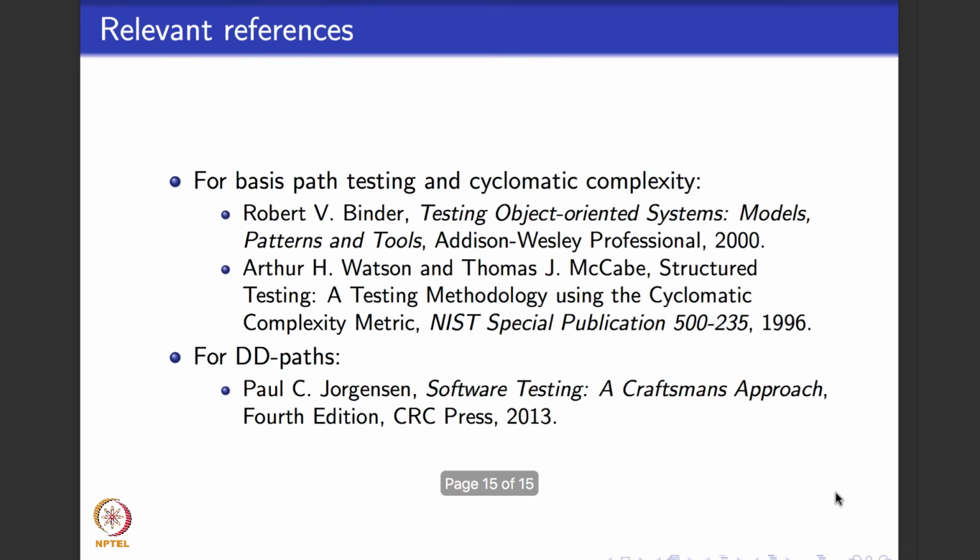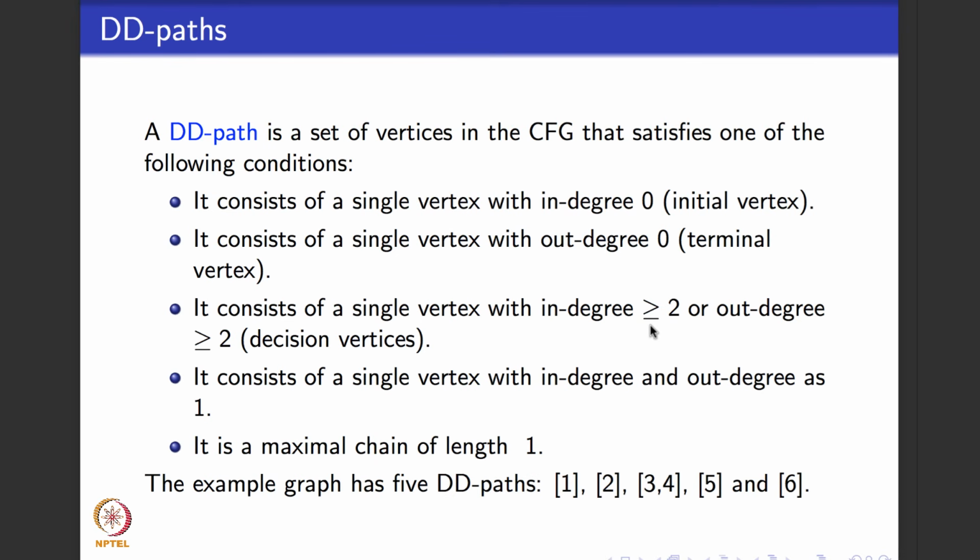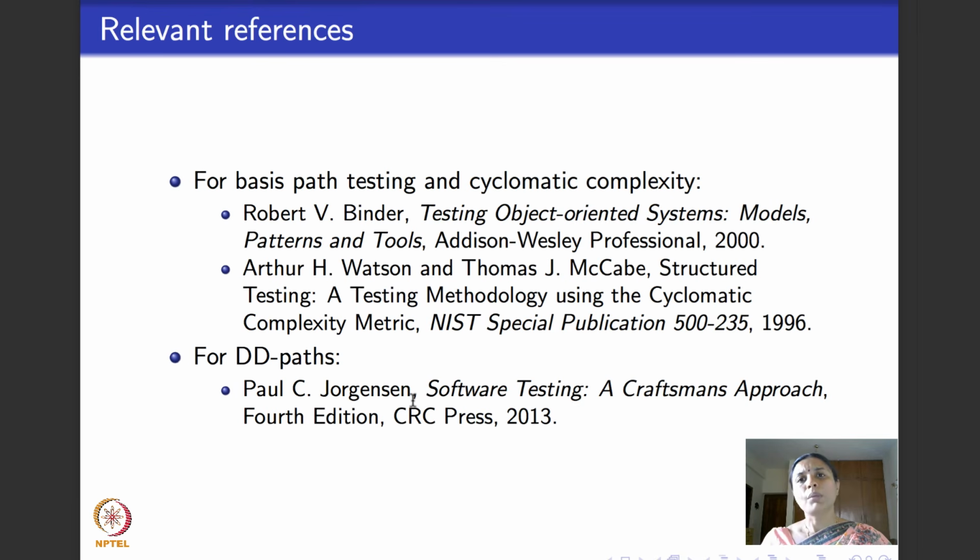So we will not really see how to enumerate DD paths and how to test them, because they're slightly out of scope for this course. But if you're interested in knowing more about it, this is a very good book to learn more about DD paths. It's a book called Software Testing: A Craftsman's Approach by Jorgensen, and a recent edition is available.